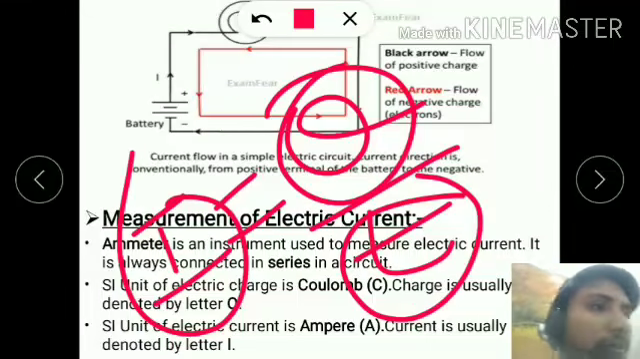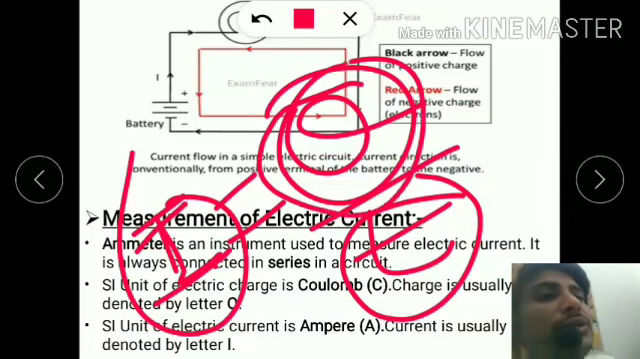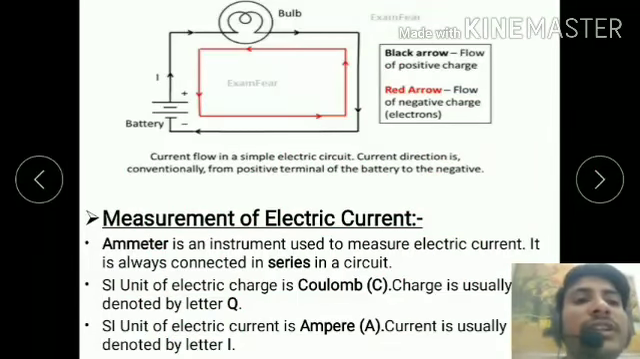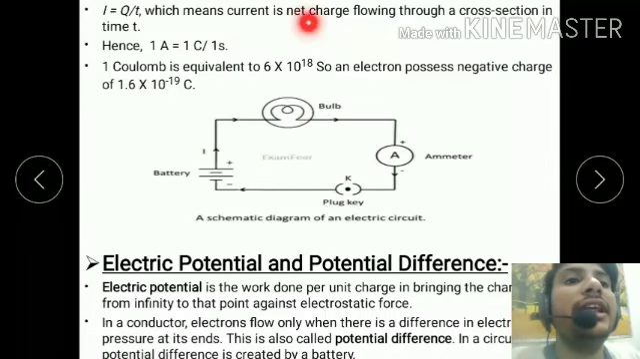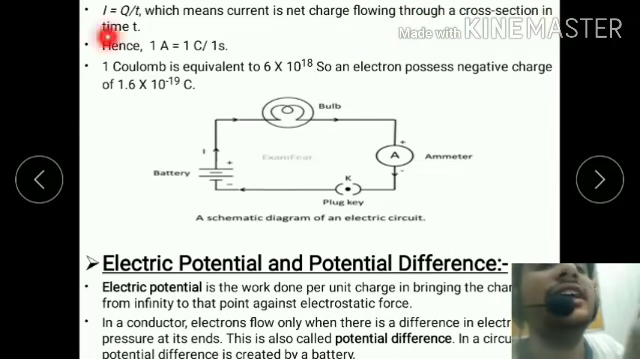The unit of the current is ampere. The unit of the charge is coulomb. The unit of the time is second. Okay, now shift to the next slide. I is equal to Q upon T, which means current is not charge. Current is the net charge flowing through a cross section in a time T.